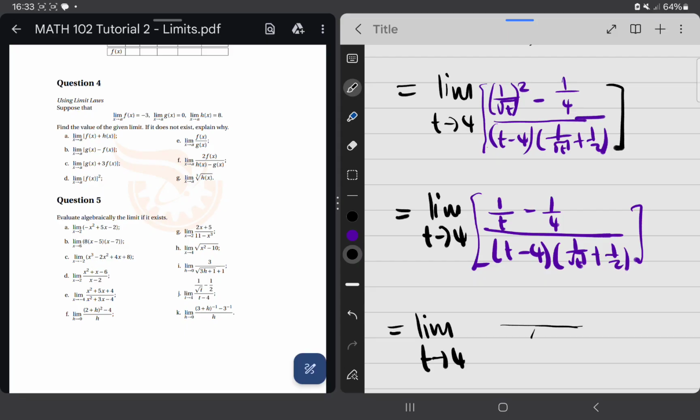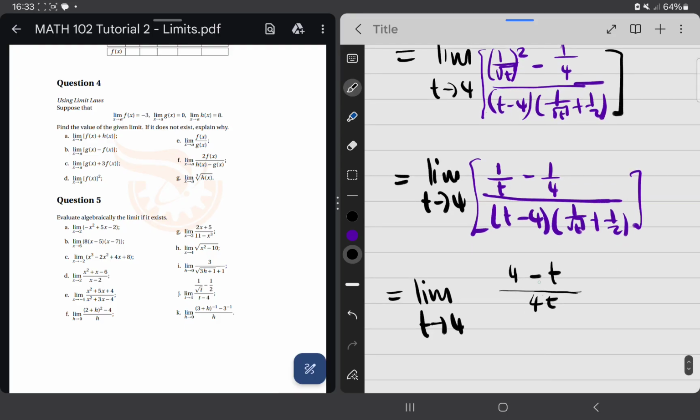So they're all going to be over 4t. t into 4t, it cancels with t, you remain with 4. 4 multiplies 1, it will be 4, minus 4 into 4t, it cancels with 4, you remain with t. t times 1 is t. So it will be 4 minus t over 4t, all being divided by t minus 4, multiplying 1 over root t plus half.